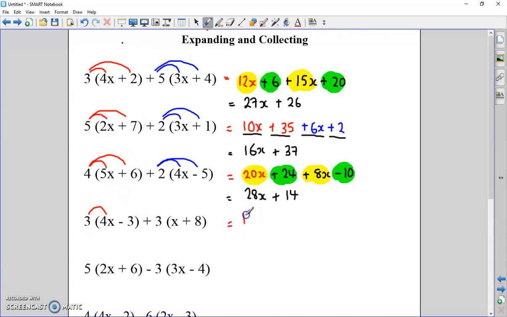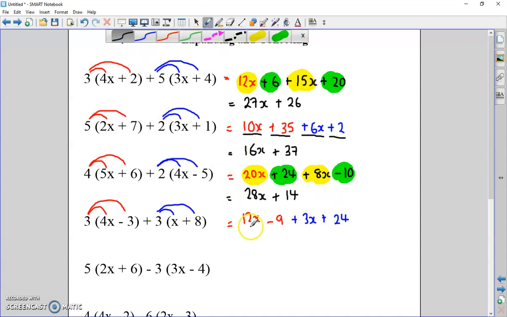3 lots of 4x, it's 12x. 3 times minus 3 is minus 9. 3 times x, 3x, there's no minuses on that. And 3 times 8 is 24. There's no minuses on that either. Tidy it up then. 12x, add 3x, is 15x.